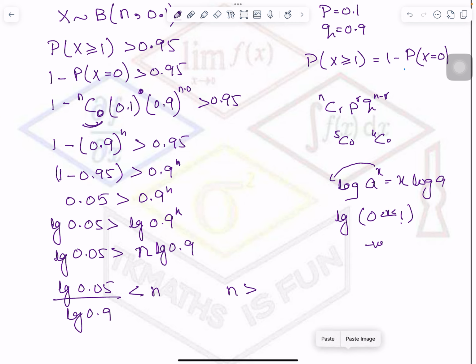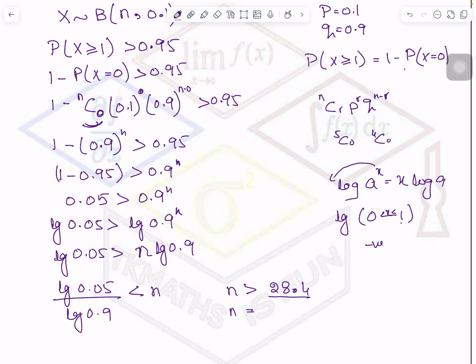28 point something. Let me check in the calculator. Just give me a second. So I will do log 0.05 divided by log 0.9, right? So I got here 28.43. Now I'm not using the concept of rounding off here, it is about integers. Because n is greater than this value, I can say the next integer is 29.